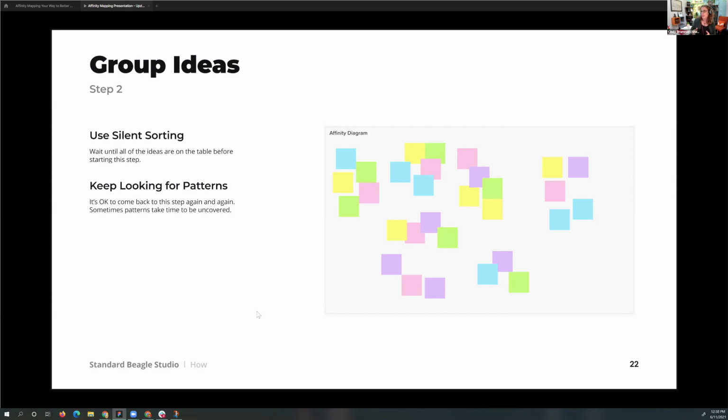Now, you can see in my picture here, there's different color sticky notes, all being moved around into different groups. Here's the thing with grouping. It's typically best done silently with a couple of individuals, and they're not talking to each other as they're moving sticky notes around. There's also no rules. They're looking for patterns. They're looking to see, like, what are some of the commonalities amongst the ideas here on the board?